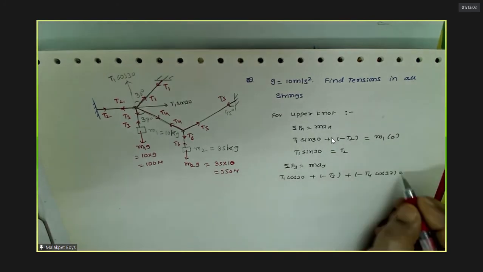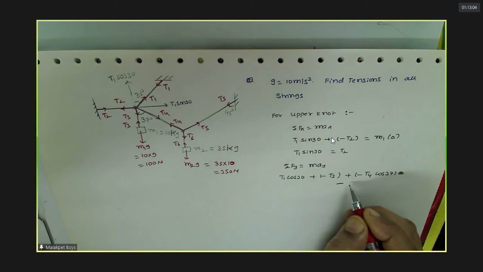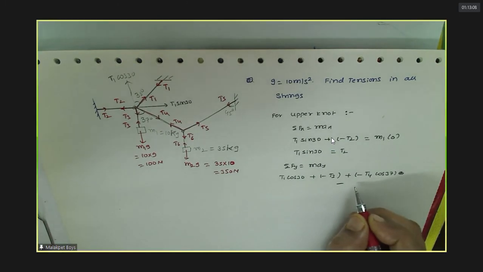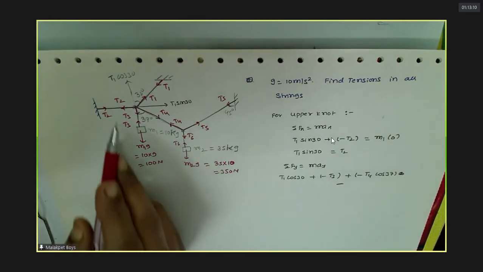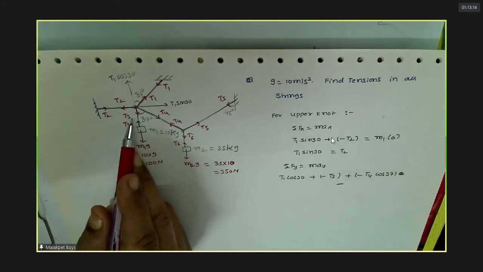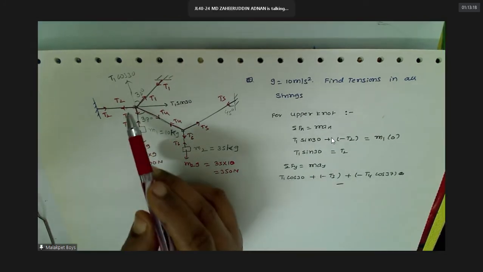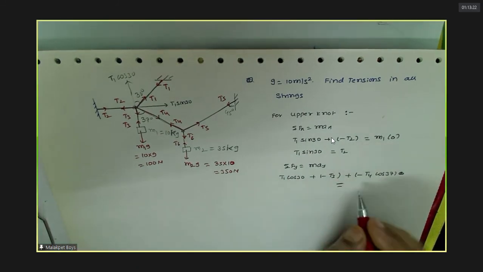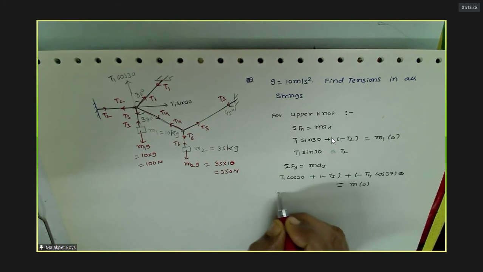Minus, it has its own weight. What is the weight of that? Include it. T1 is over, T3 is over, T4 is over, T2 is over.